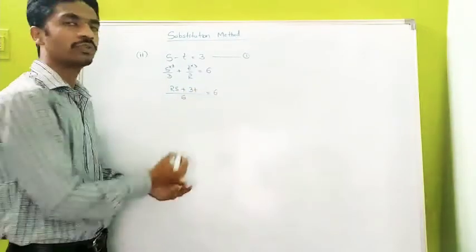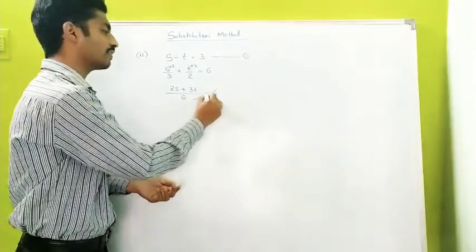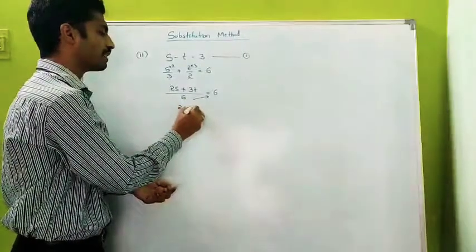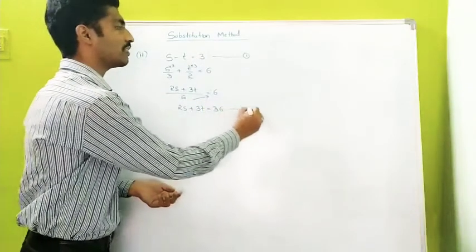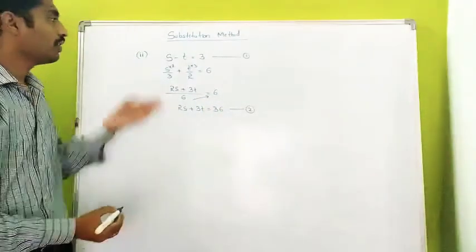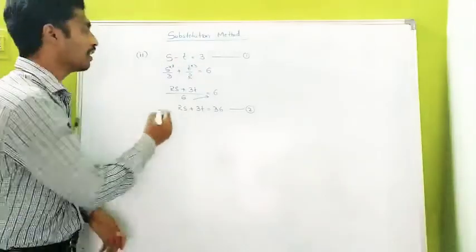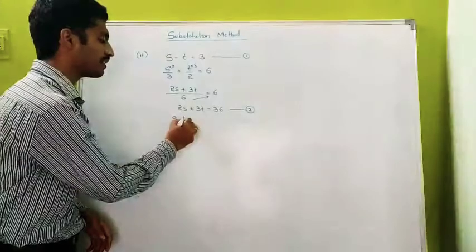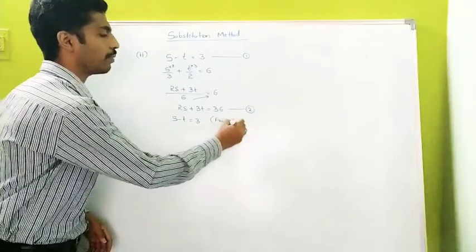If I take 6 to the right side, it becomes multiplication with the other 6. So here we will get 2s plus 3t equal to 6 sixes are 36. This is our equation number 2. Equation number 1 is very simple, so I will take the s value from it. s minus t equal to 3. Here you write it from equation number 1.